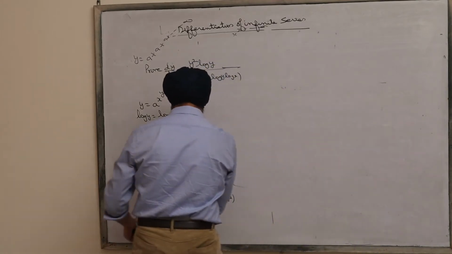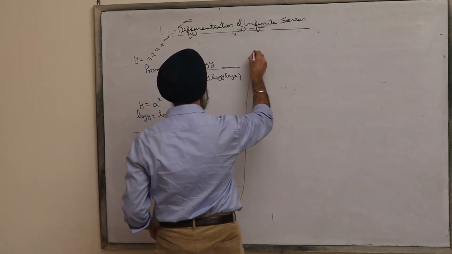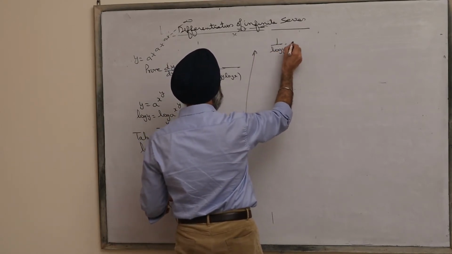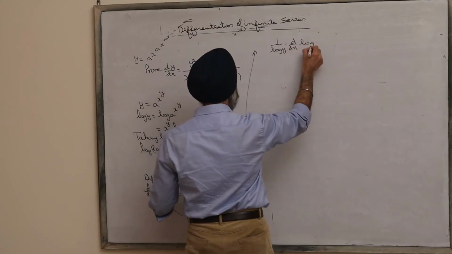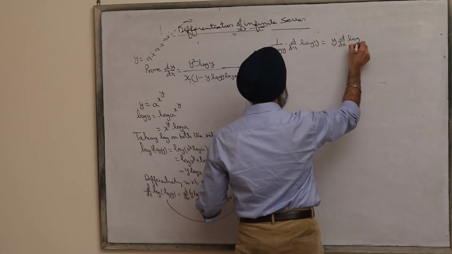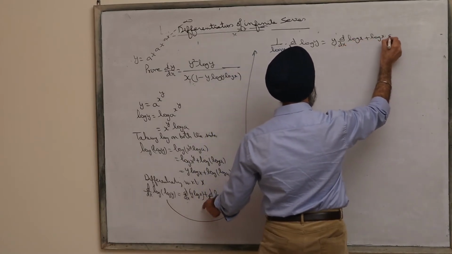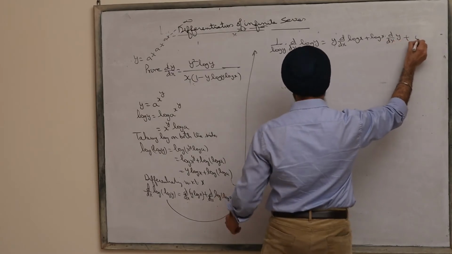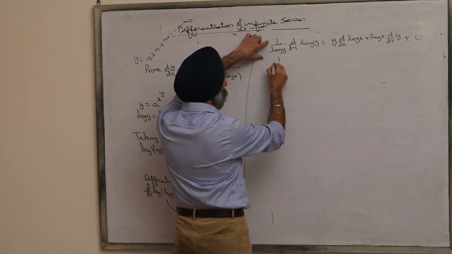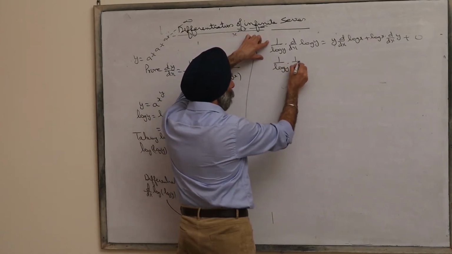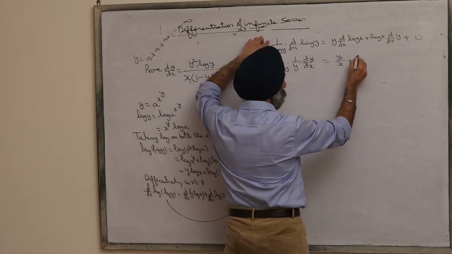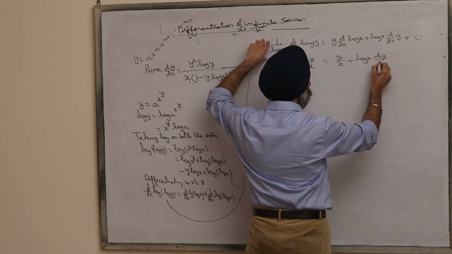So what do we have now from here? You can see that 1 over log y into d over dx of log y is equal to first function into the differential of second function plus second function into the differential of first plus 0, because the derivative of a constant is equal to 0. So what is that? It is 1 over log y into 1 over y into dy over dx. This is your y over x plus log x into dy over dx.